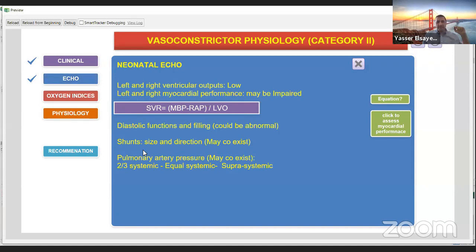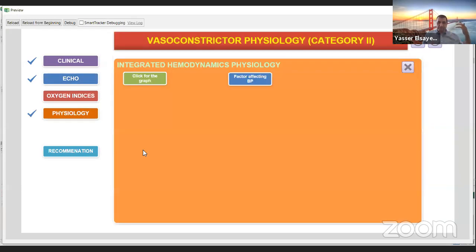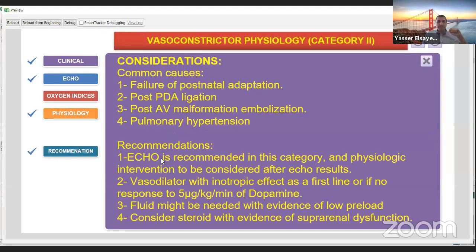The physiology in this case, as we mentioned before, is increased resistance, and the heart cannot compensate for that increased resistance. We don't have to mention that in detail, but the recommendation that makes sense in this case, after echocardiography, is a vasodilator with inotropes. Again, the common causes: failure of postnatal adaptation, post-PDA ligation, post-AV malformation embolization. If you have an infant with AV malformation undergoing embolization, that's very common to happen. Or you have pulmonary hypertension.